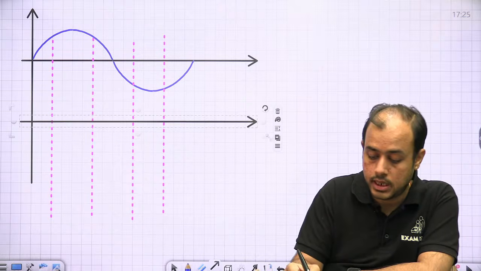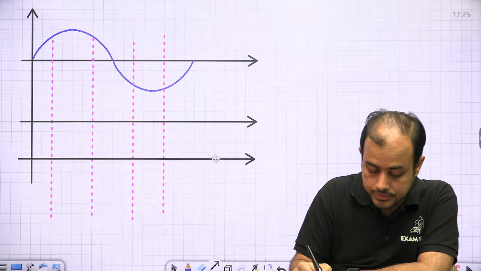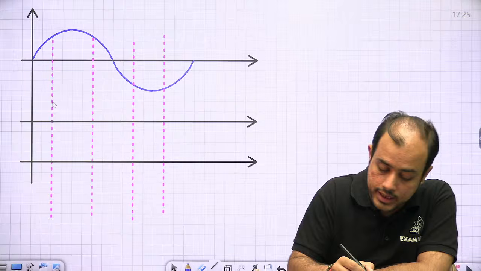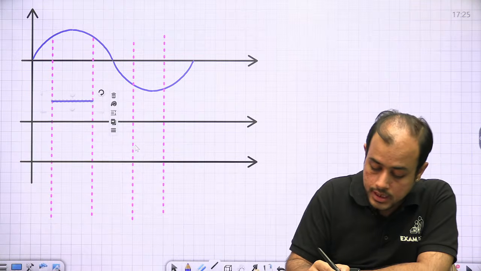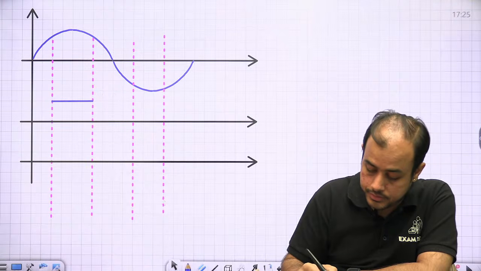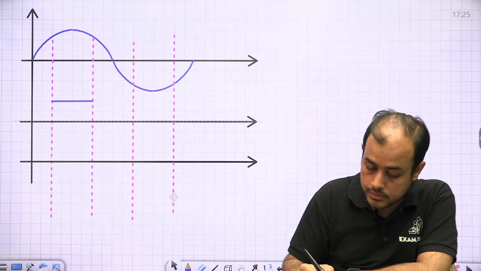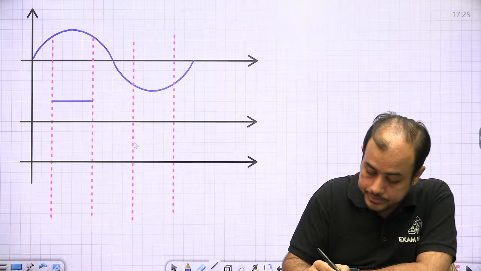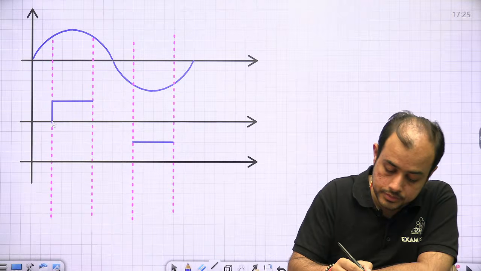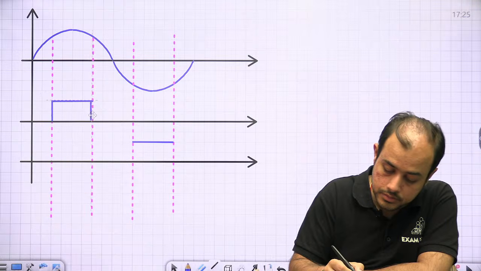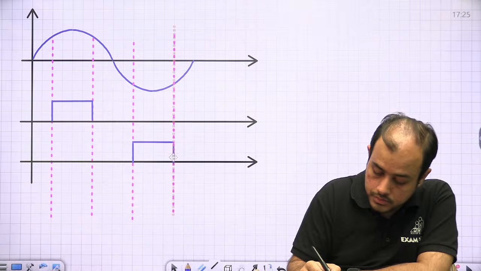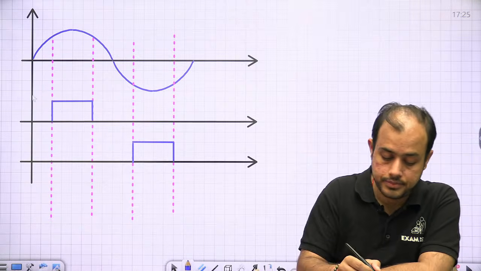So from theta up to pi minus theta, S1 will be on. I'm only focused on A phase, beta. I'm only focused on A phase. And then S4.